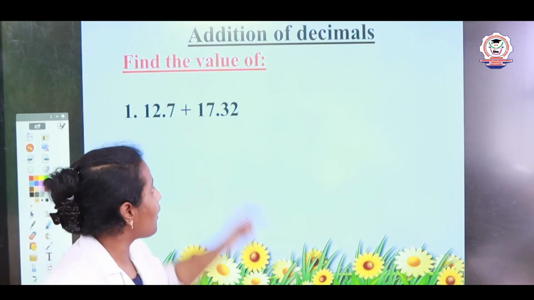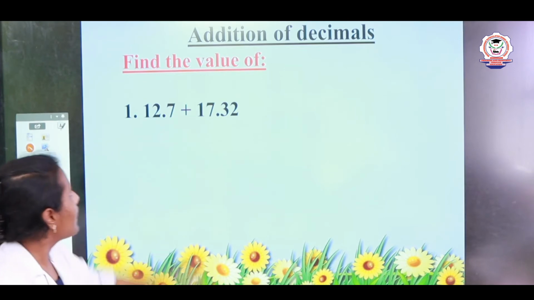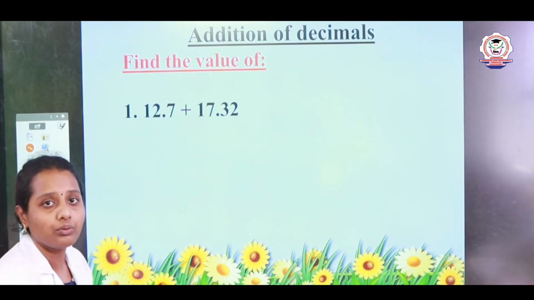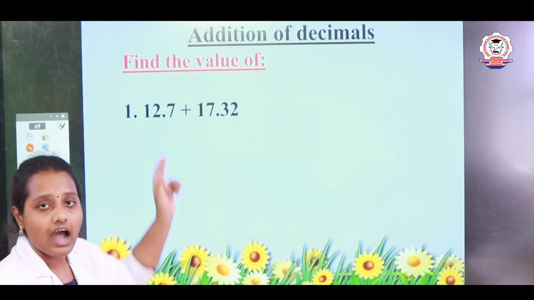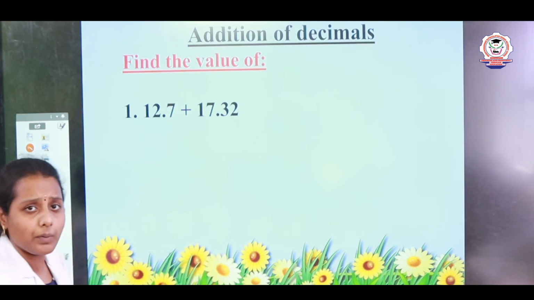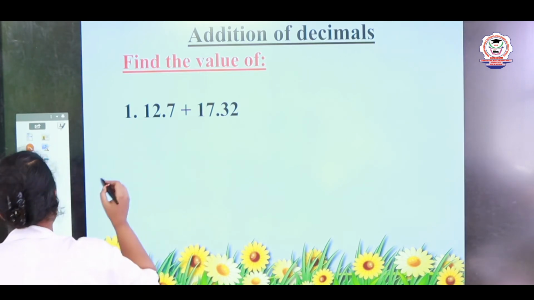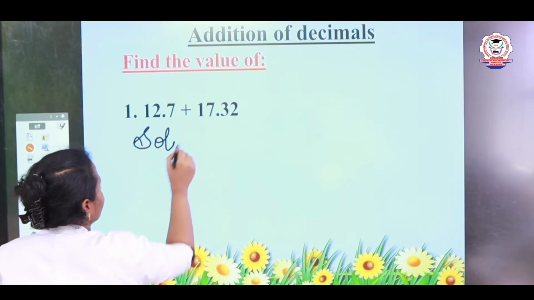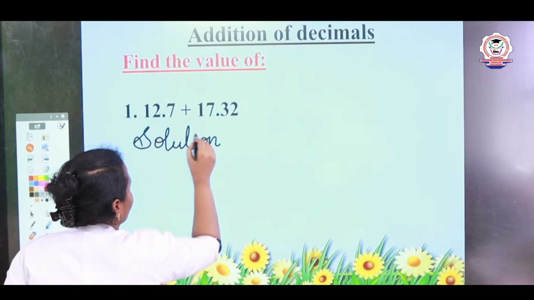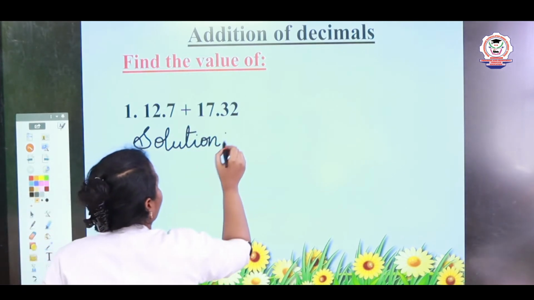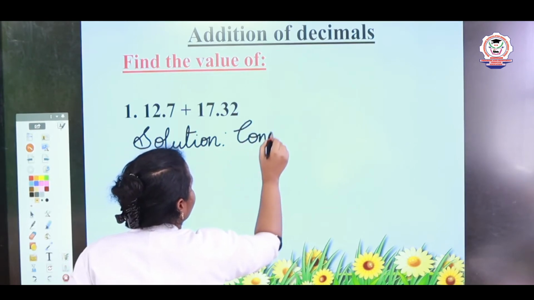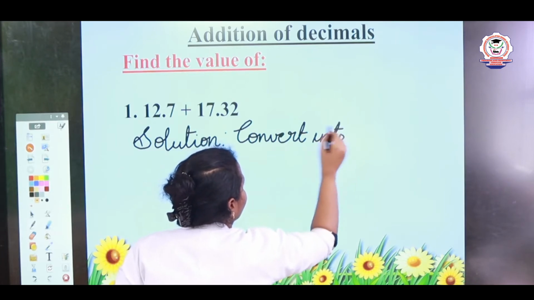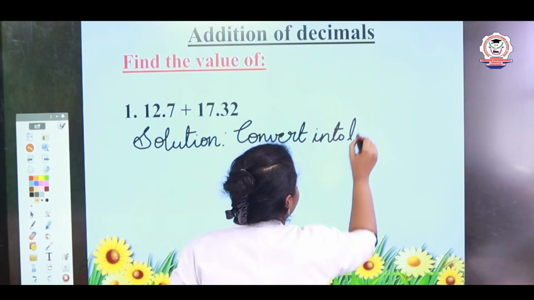Let's see, my dear children, how we solve this given addition of decimals. Find the value of 12.7 plus 17.32. Now we are going to convert the unlike decimals into like decimals. How will we convert that, my dear children? First, we will start writing the solution. So, we are going to convert into like decimals.